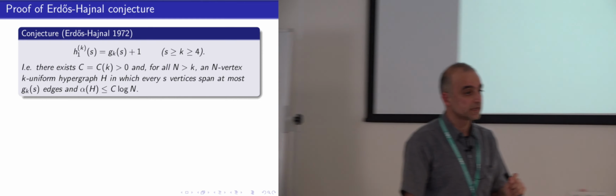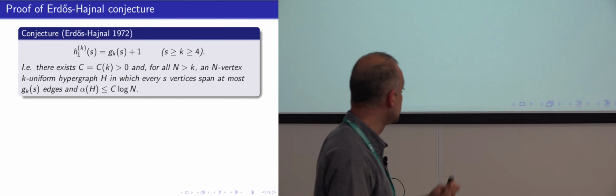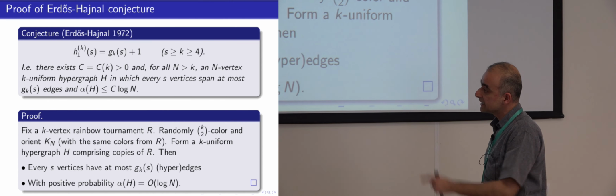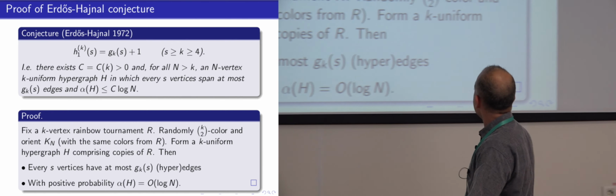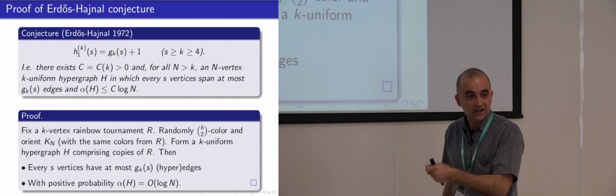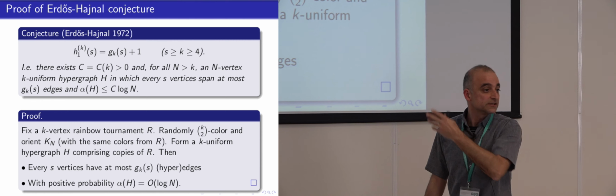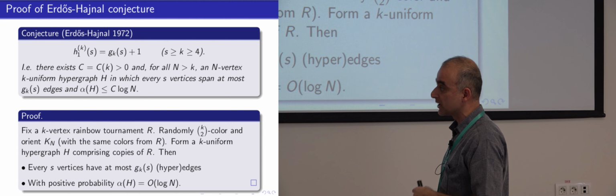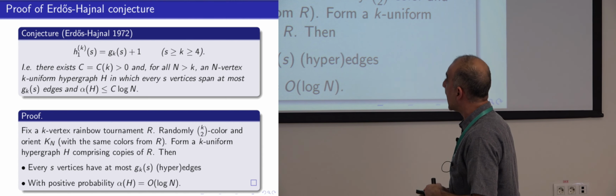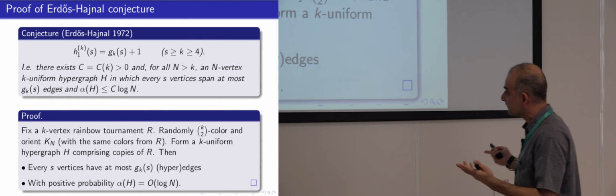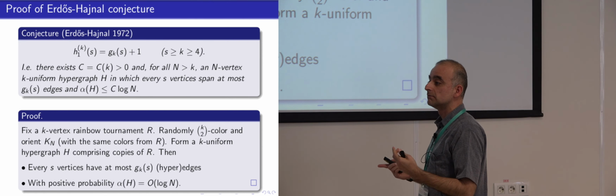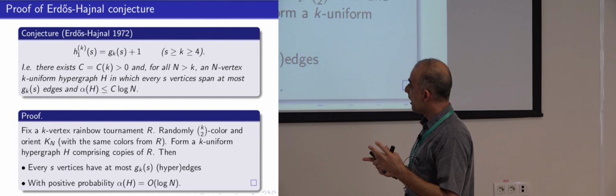That there's a hypergraph which is sparse and has logarithmic independence number. I have to give you a construction. Let me do it as follows. I take n vertices, I fix a rainbow tournament, and I do something randomly. I randomly color the pairs with k choose 2 colors, 6 colors if k is 4, and I randomly orient the pairs in a random tournament. So I have a colored random tournament, and I make a hypergraph. When is a k element set a hyperedge? If it induces a copy of R.